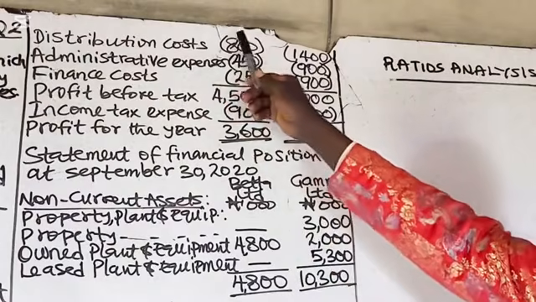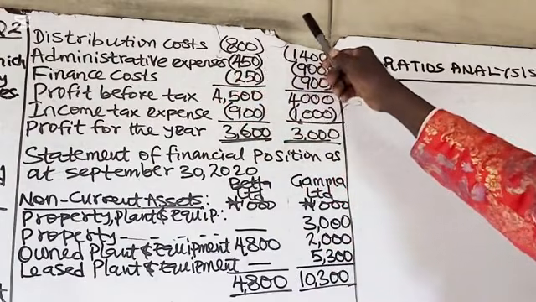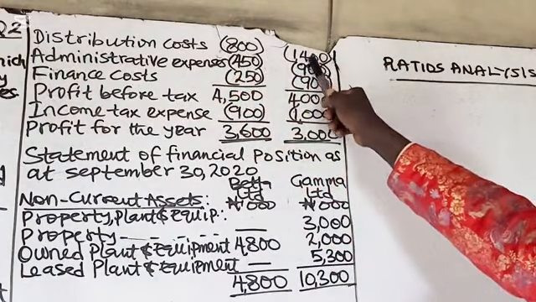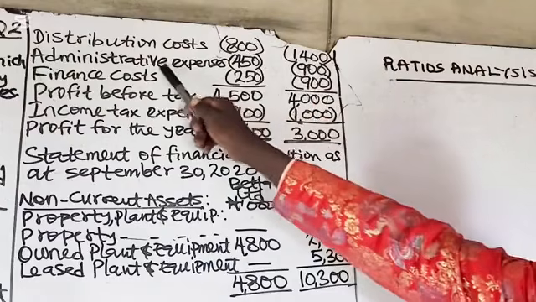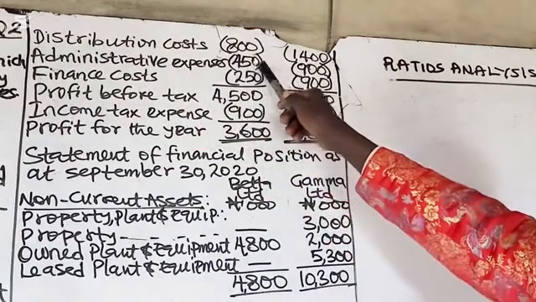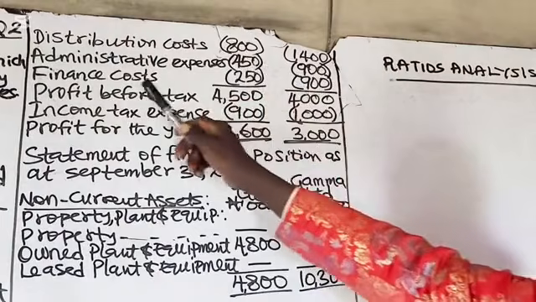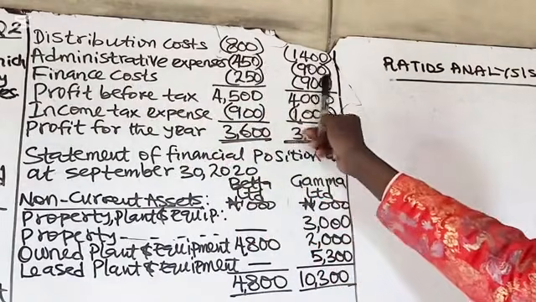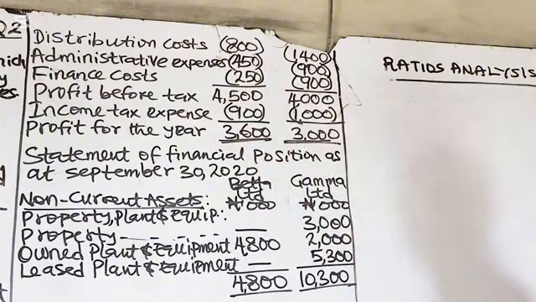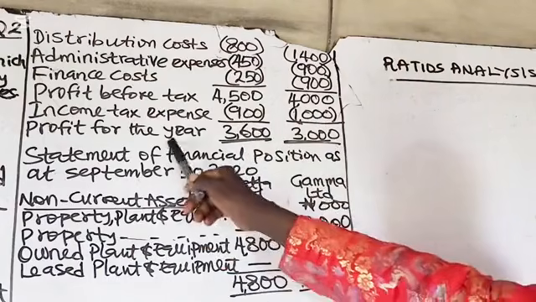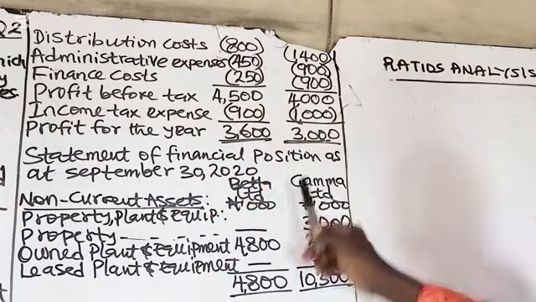Distribution costs 800,000 for Beta Limited and 1.4 million for Gamma Limited. Administrative expenses 450,000 and 900,000. Finance cost of 250,000 and 900,000. Profit before tax 4.5 million and 4 million for Beta Limited and Gamma Limited respectively. Income tax expense 900,000 and 1 million. Profit for the year 3.6 million and 3 million.